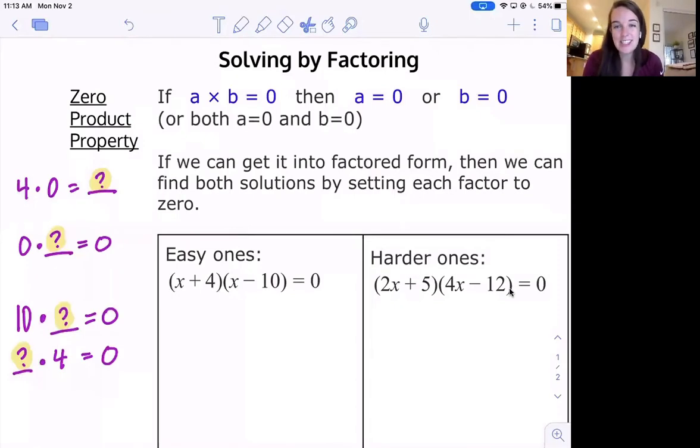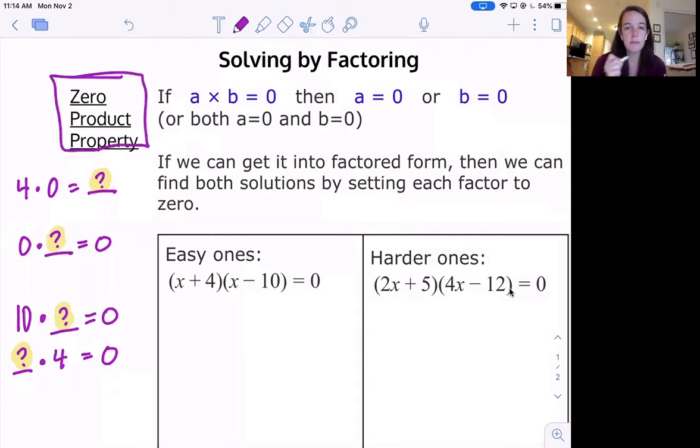Hi everyone, this is the video for solving by factoring. In order to solve by factoring, we have to have knowledge of the zero product property, which says if A times B equals 0, then either A is 0 or B is 0, or both A and B are 0.